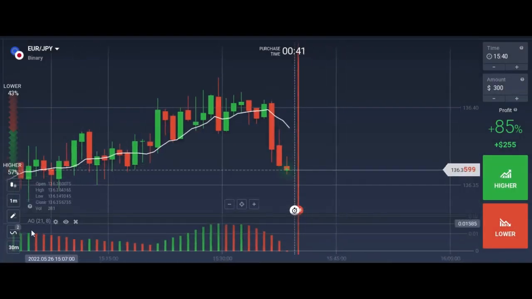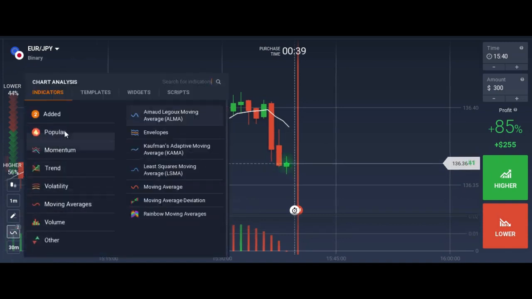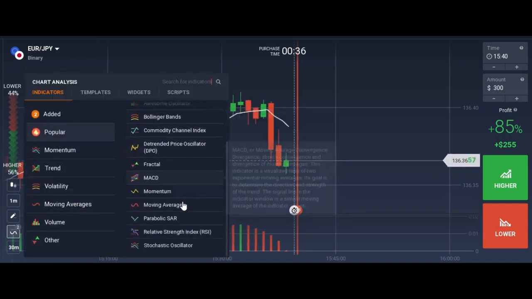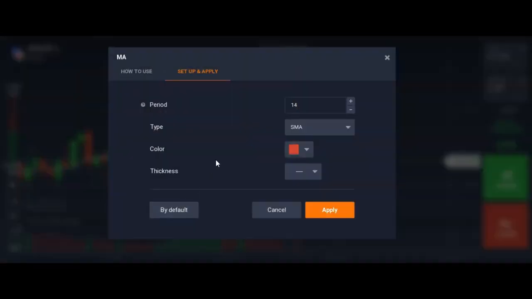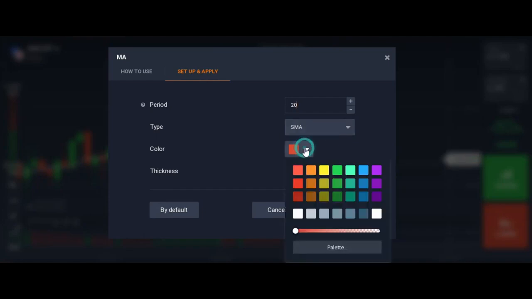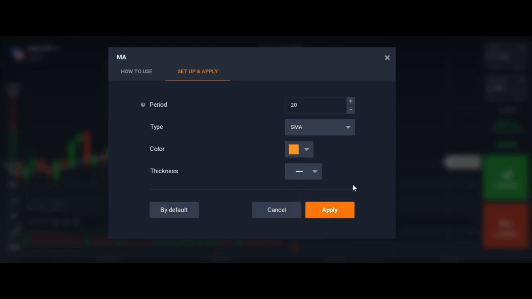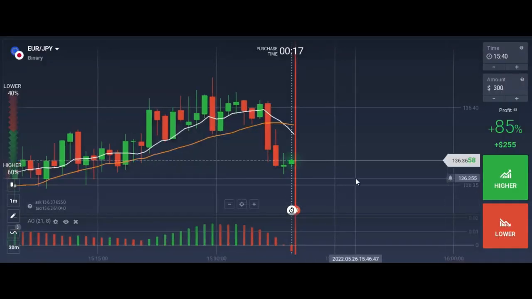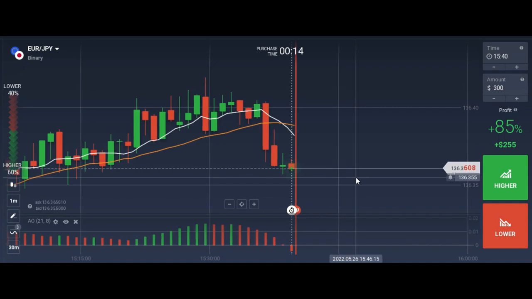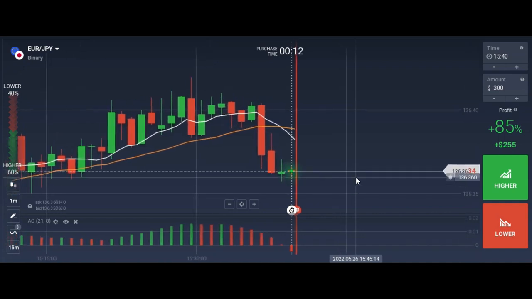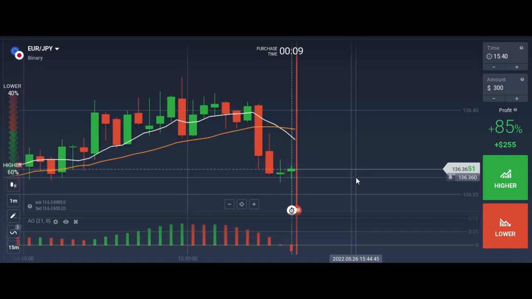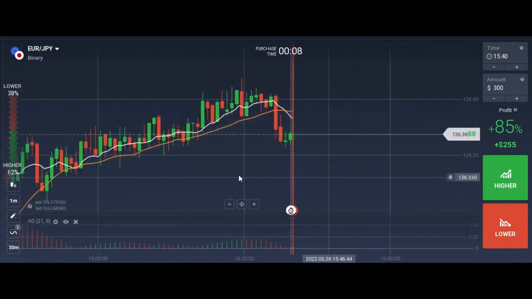Let's add another moving average. In period, we put 20. In type, we put SMA, and in color, we put orange. This is how the graph should look. If you want, you can use other colors for the moving averages, no problem.